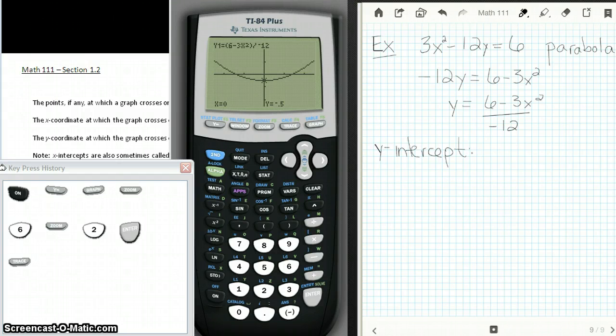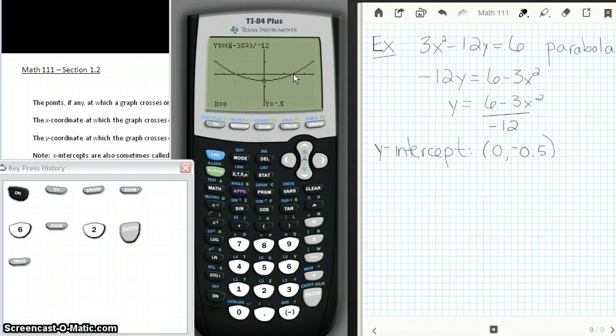some books like to see just the y-intercept written as just the y-coordinate. I think it's kind of nice to write it as a full ordered pair, just because then you're aware that it's a point in the xy plane. So it's the ordered pair 0, negative 0.5. And I'm going to write that as negative 0.5, so you can see the dot, just in case the dot's kind of hard to see. Okay, so that's our y-intercept.